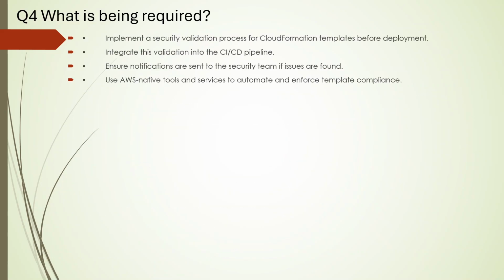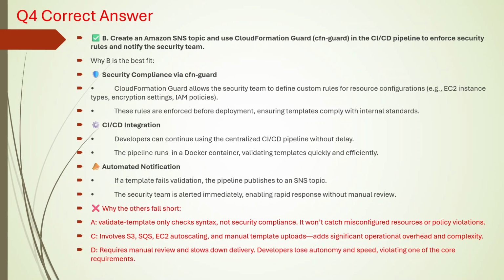So basically, the correct answer is B. Create an Amazon SNS topic and use CloudFormation Guard in the CI/CD pipeline to enforce security rules and notify the security team. Why is B the best fit? Cloud security compliance via cfn-guard. CloudFormation Guard allows the security team to define custom rules for resource configuration, such as EC2 instance type, encryption settings, and IAM policy. These rules are enforced before deployment, ensuring templates comply with internal standards.